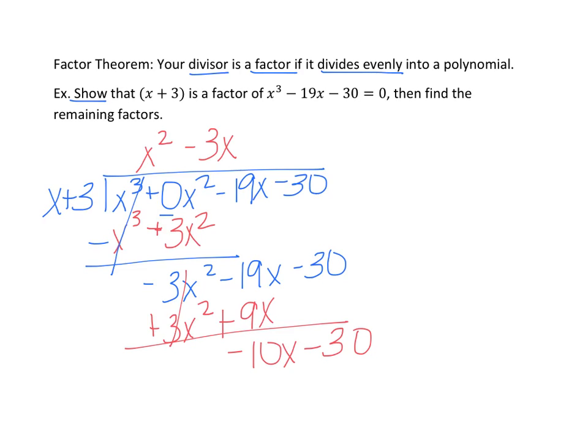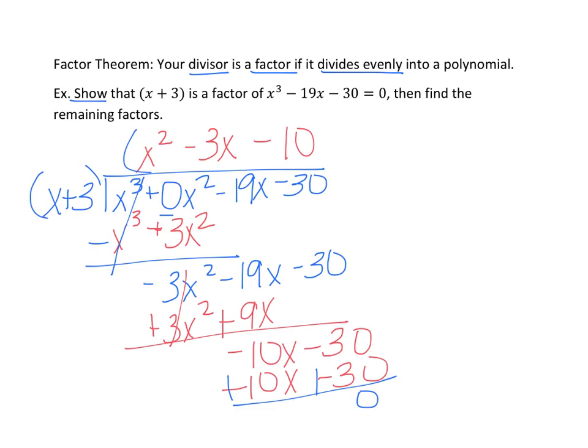So now I have to add negative 10 up here. Negative 10x minus 30. Change my signs. Combine. 0 is the remainder. So this is indeed a factor. And here's the other factor. Let's see if that goes any further.